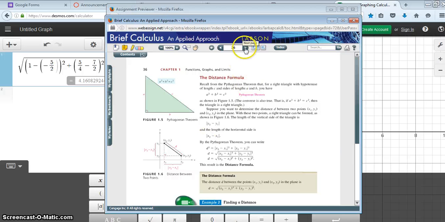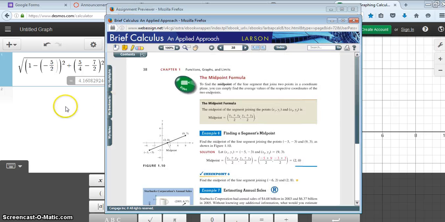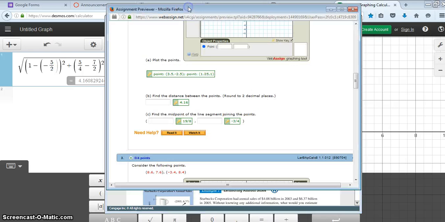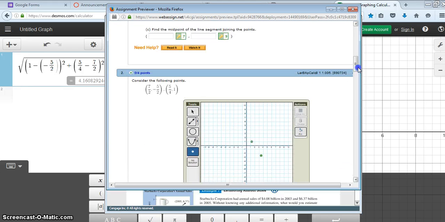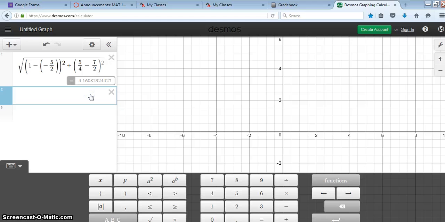The midpoint formula would be the next part. So it's just adding up your x values divided by 2 and adding up your y's divided by 2. So it's finding the average of the x's and the average of the y's. So if you are to find this one with our points, we could add up our x values. So 7 halves plus 5/4, and let's divide that by 2.